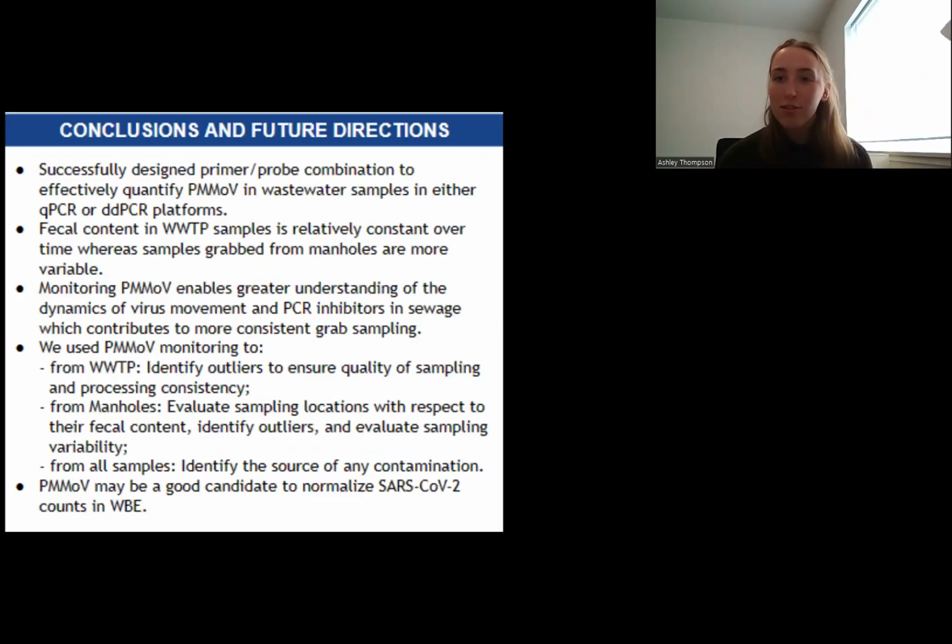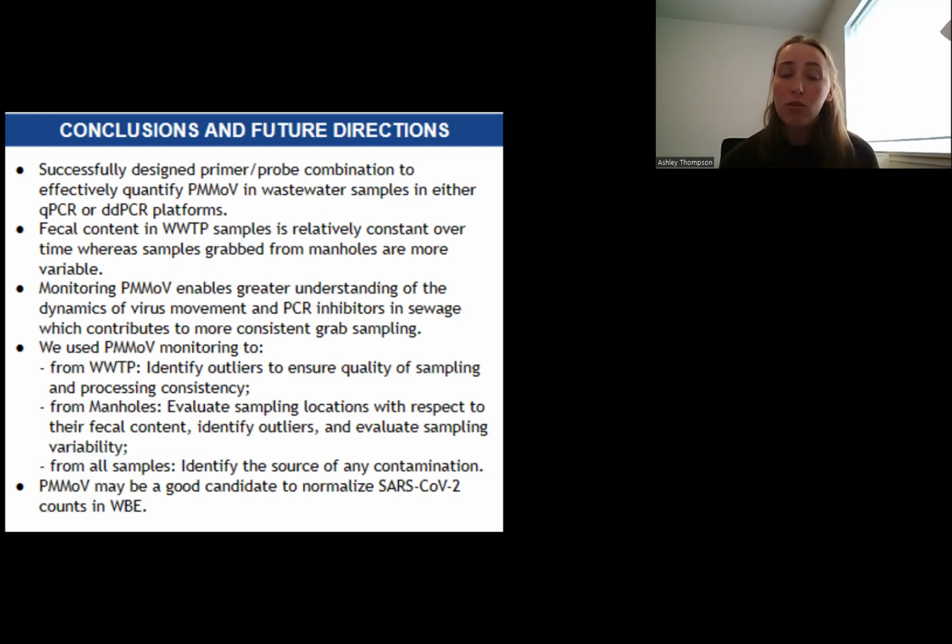Throughout this, we have learned so many new things, and we are extremely grateful for that. What we've done is successfully design our own primer probe combination to effectively quantify PMMoV in wastewater samples in either the qPCR or the ddPCR platform. Fecal content in wastewater treatment plants is found to be relatively constant over time versus our grab samples from manholes, which are more likely to be variable.